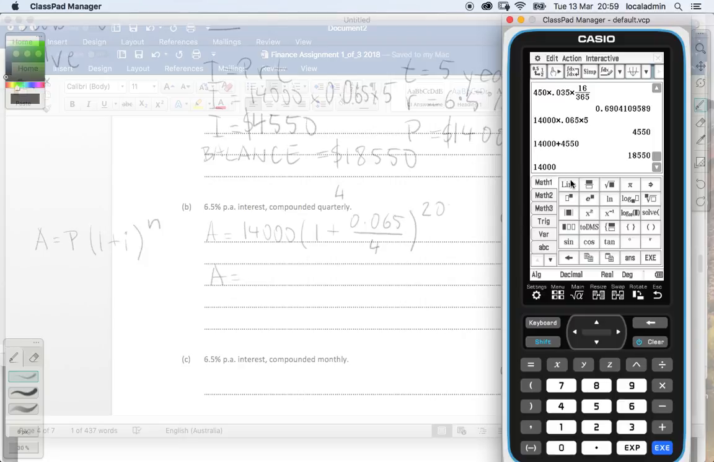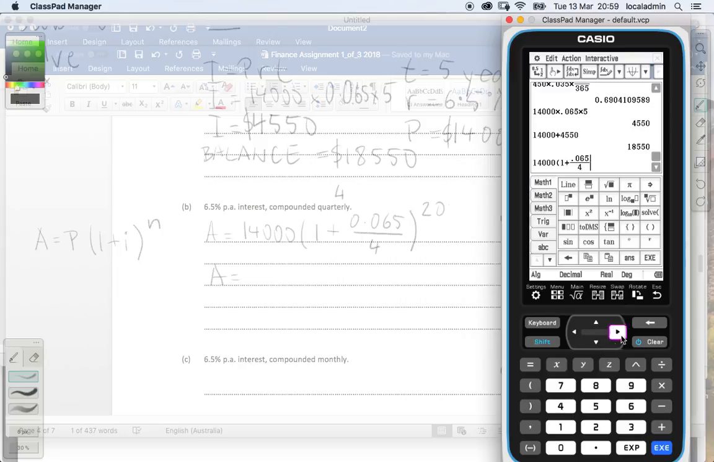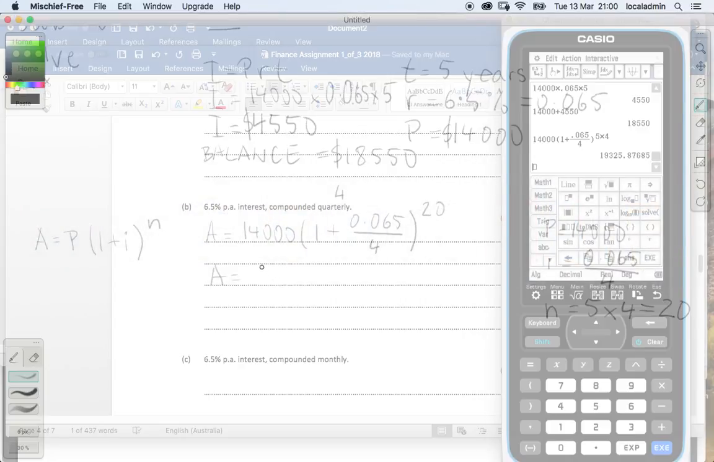So 14,000, we multiply that by 1 plus, remember it's the annual interest rate divided by 4, because there are 4 quarters in the year, to the power of 5 years times 4 quarters, and that should give us a value of 19,325.88. And now it makes nice sense to have more than the principal plus the simple interest. Okay, so we get a little bit more money, and now we do the same with the monthly one.